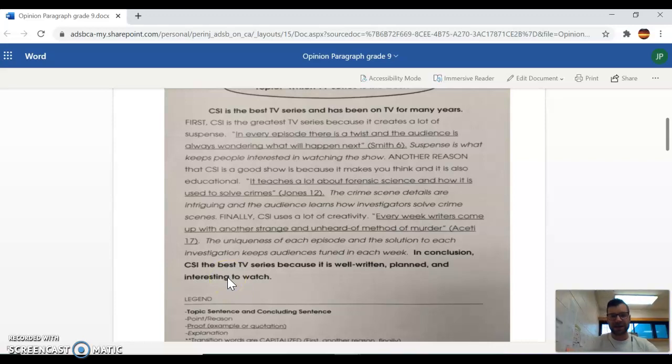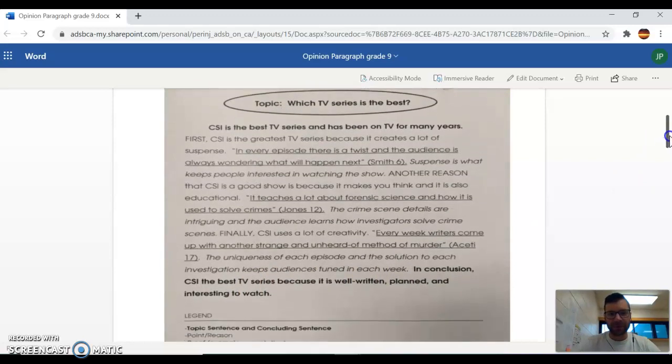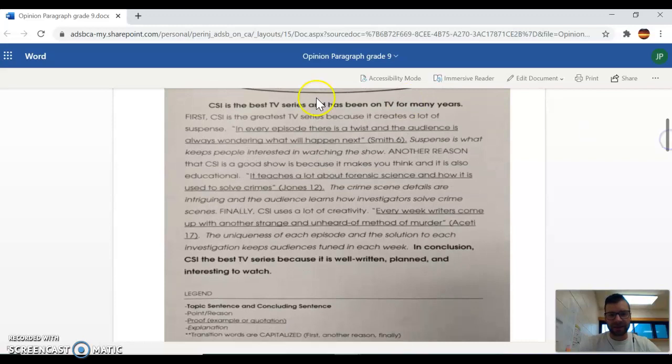So this is a good example of a well-written opinion paragraph. We have a solid topic, an opinion on that topic, a conclusion, 1, 2, 3 points to back up why they think CSI is the best TV series. And with each point, there is some evidence.